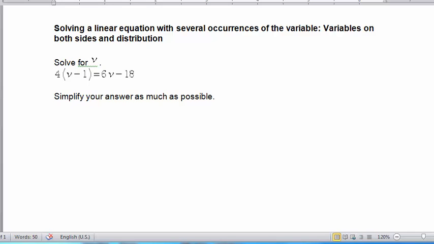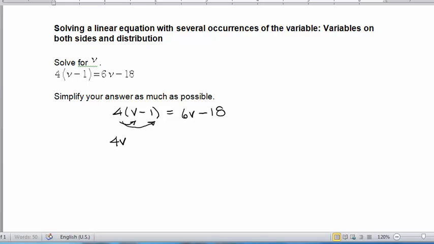In this problem, we have an equation that has a variable on both sides of the equal sign. So let's go ahead and write our equation out again. We have 4 times the quantity v minus 1 equals 6v minus 18. If you notice, we have a multiplication on the left side here, so we're going to distribute our 4 out to each term inside the parentheses.